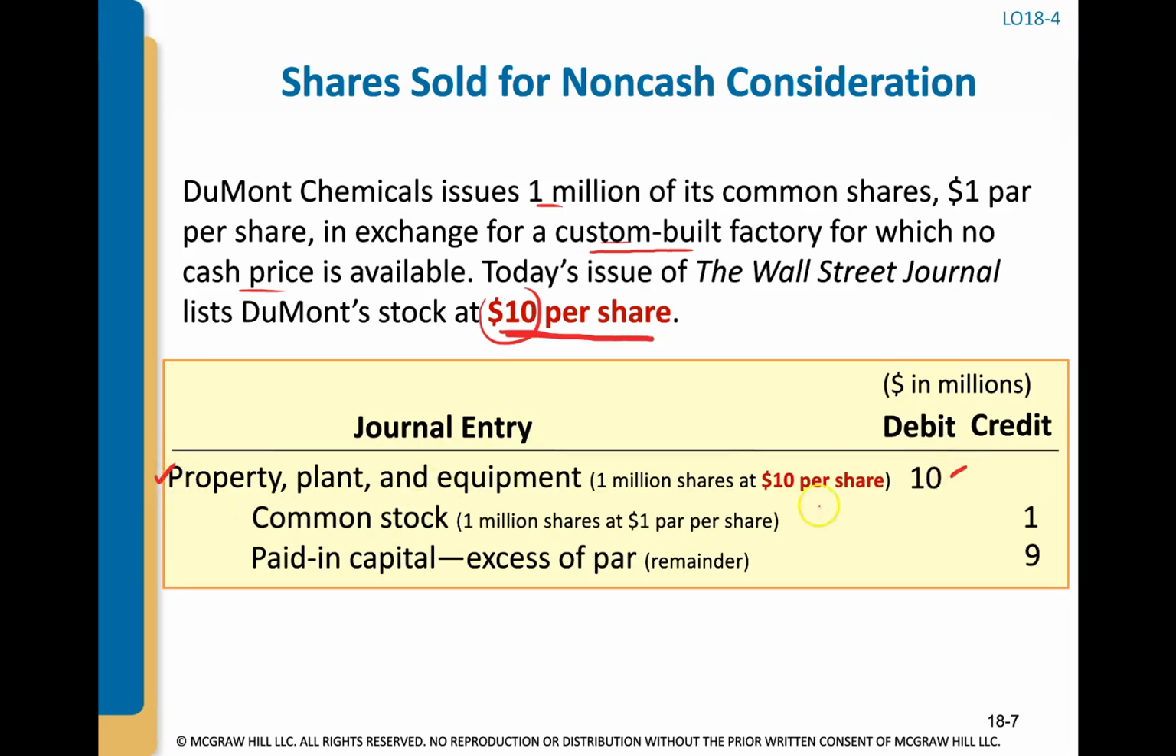And then our common stock, we're going to have to credit. So when we issue common stock, it's a credit balance because it's a shareholder equity account. We're going to take the number of shares that we issued, and when we say issued, it means sold, the number of shares multiplied by their par value. So in this situation, it's credit $1 million, and then the rest goes to paid-in capital in excess of par for $9 million.